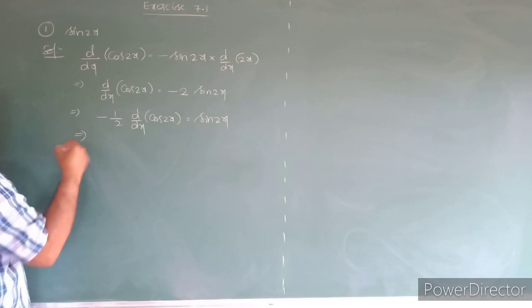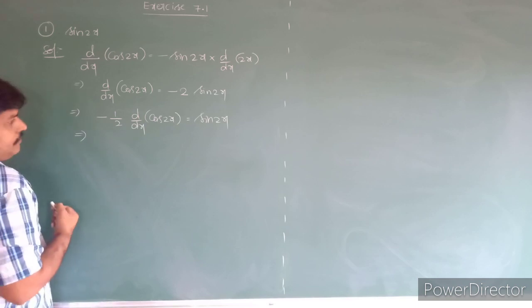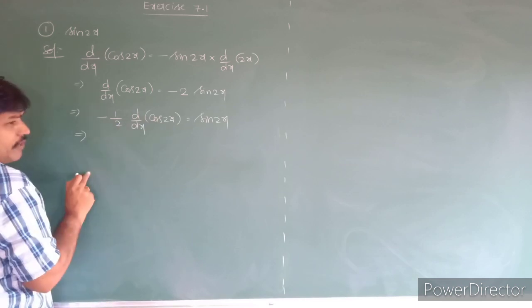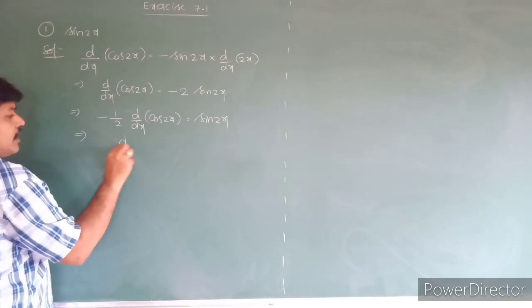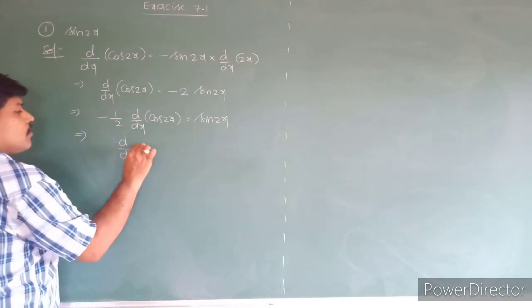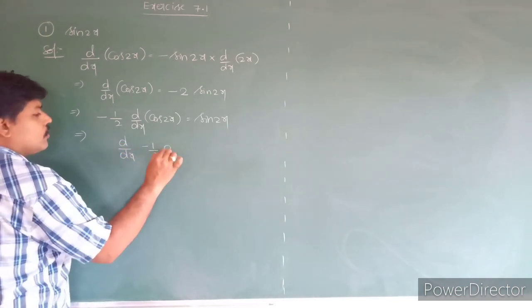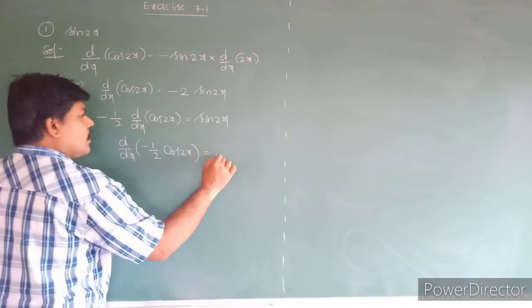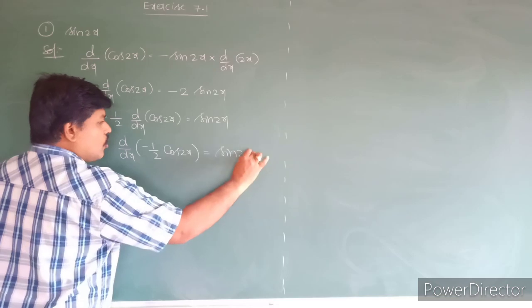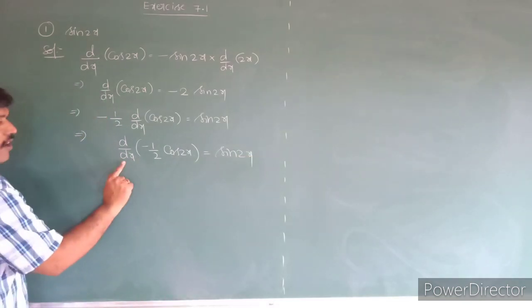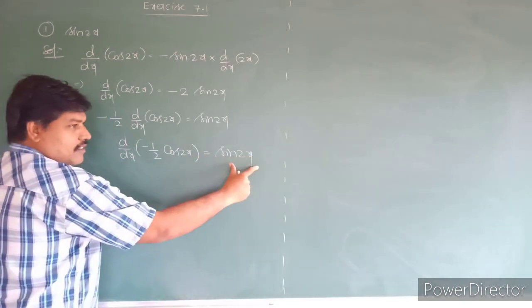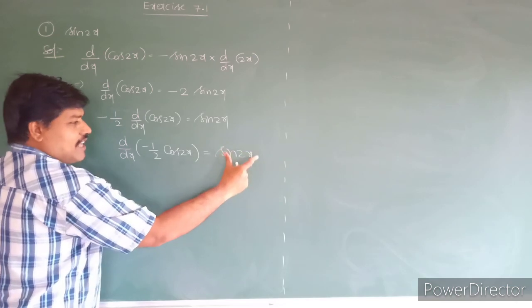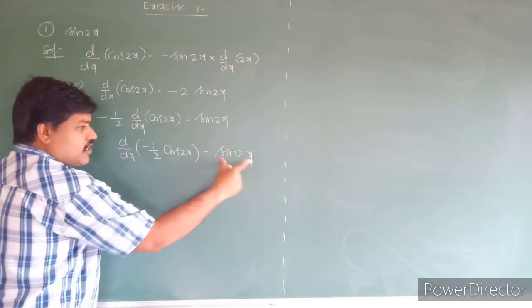Take this minus 1 by 2 inside, what happens? Derivative of minus 1 by 2 into cos 2x is equal to sin 2x. The derivative of this function is this one. So the meaning is the integral of this function is this one.